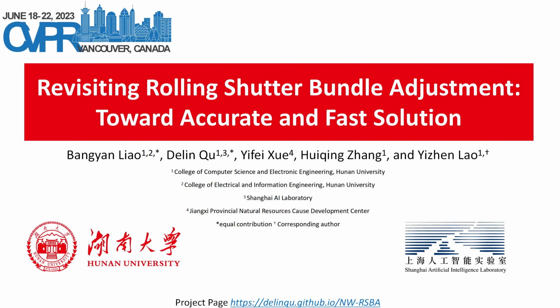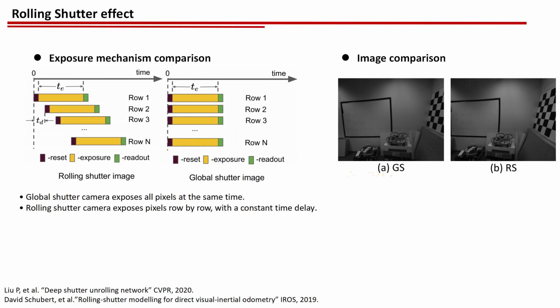In this video, we will introduce our new work, revisiting rolling shutter bundle adjustment toward accurate and fast solution. CMOS cameras equipped with rolling shutters have been widely used in our daily life. Compared to global shutters, rolling shutters expose pixels row by row, with a constant time delay. Therefore, images captured by moving rolling shutter cameras will produce distortions known as the RS effect.